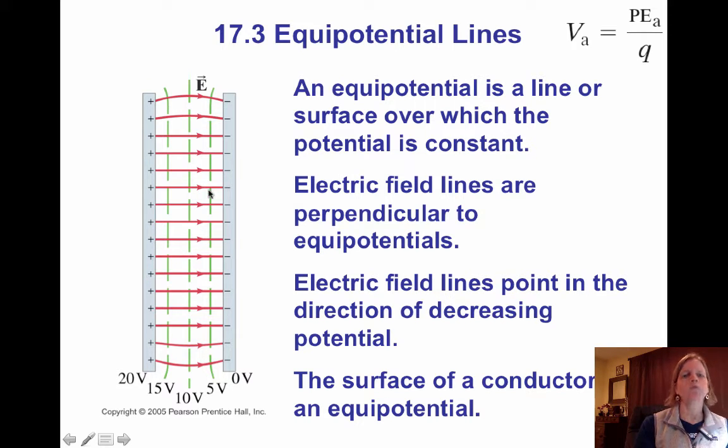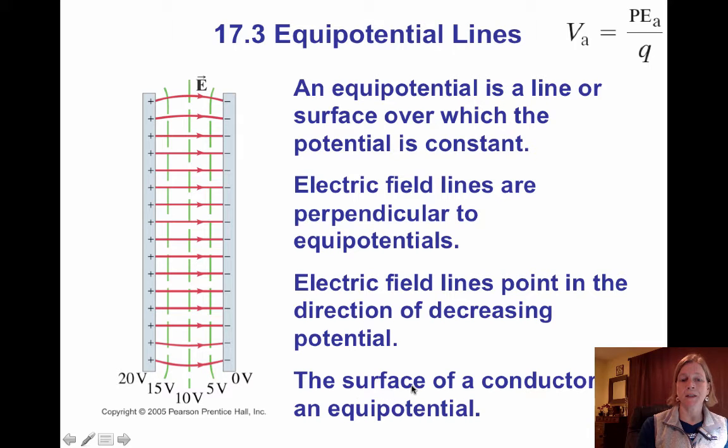So here we have what should be a familiar image. We have a positively charged plate to the left, a negatively charged plate to the right. Electric field goes from positive to negative, from left to right, as shown by the red lines. And what we've added now are these green lines, and those are equipotential lines. Let me skip down here to the bottom. I'll go through all of these.